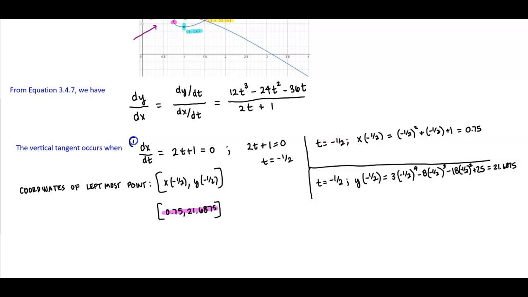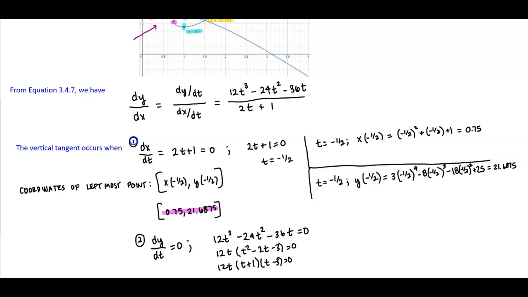So we found here what dx/dt is equal to 0. Now we have to do the numerator as well. So what happens when we set the numerator dy/dt equal to 0? We have 12t cubed minus 24t squared minus 36t and set that equal to 0. If we factor out a 12t, then what's left is t squared minus 2t minus 3, which is equal to 0. So we have 12t times t plus 1 times t minus 3, which is equal to 0.